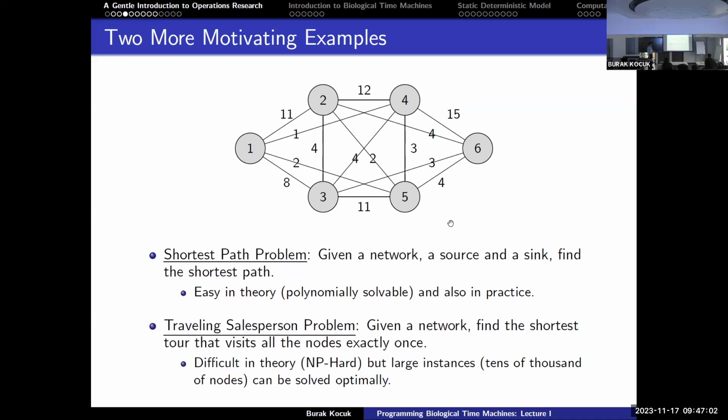Now let me show you another problem, which is defined on the same network. It's called the traveling salesperson problem. Again, these operations research people are very new in their terminology. It used to be called the traveling salesman problem, so now they're gender equal. So you do see progress.